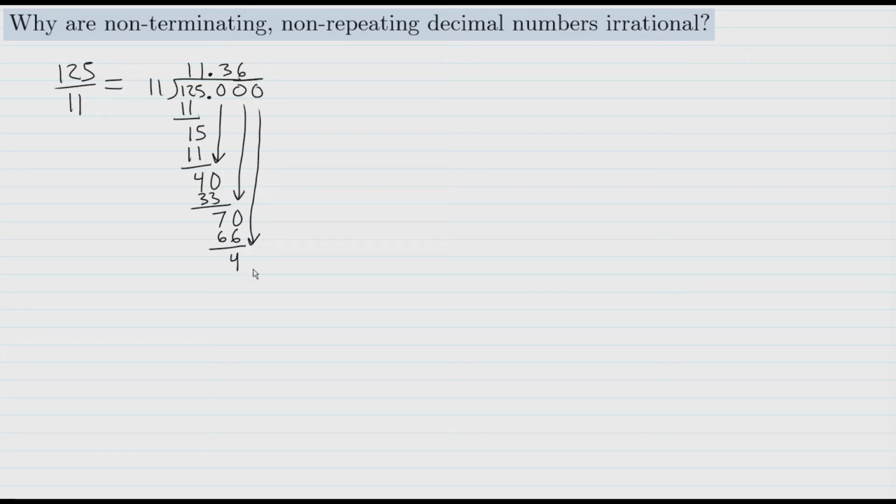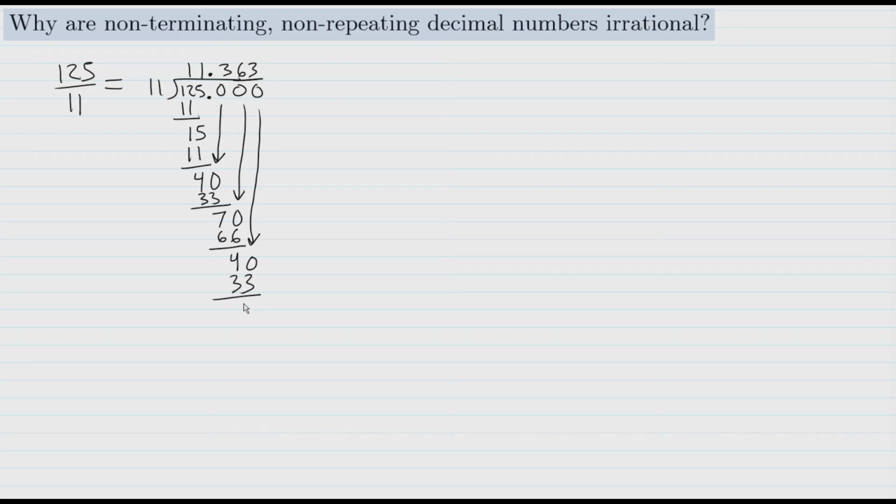I want to draw your attention to something really important here. We've been here before. If you look right here, we were at a step where we had 40, and we figured out how many times 11 went into 40, and it gave us 3, and so on. Well, we're at the exact same spot right now. We have a 40, and 11 goes into 40 3 full times. 3 times 11 is 33.